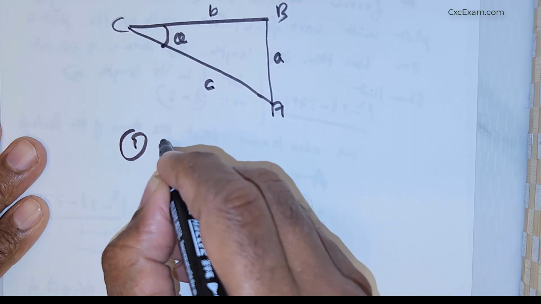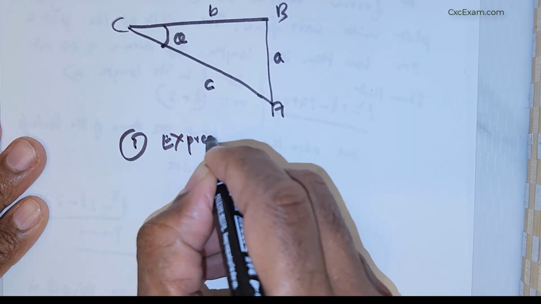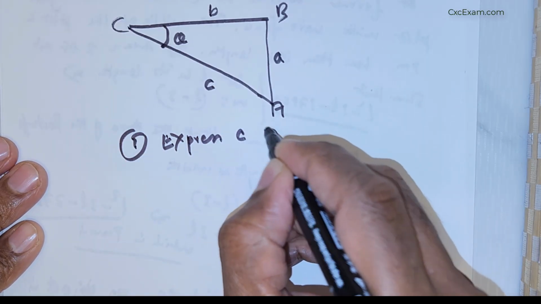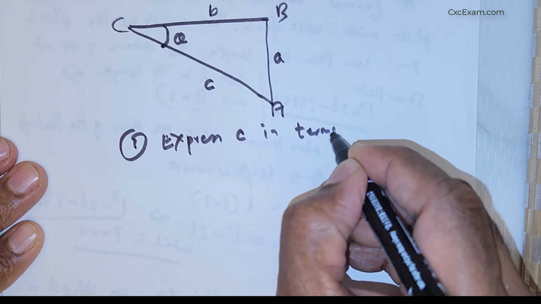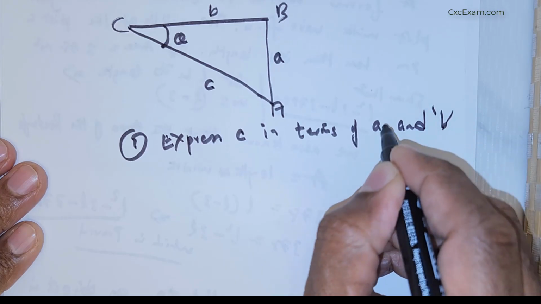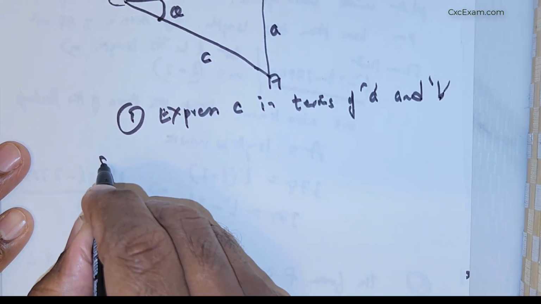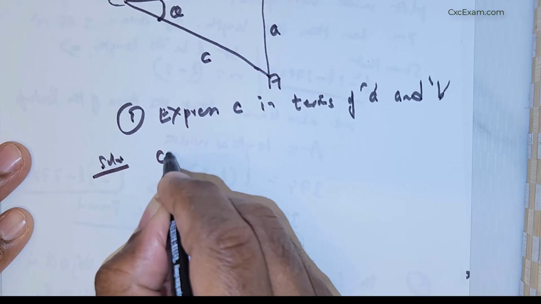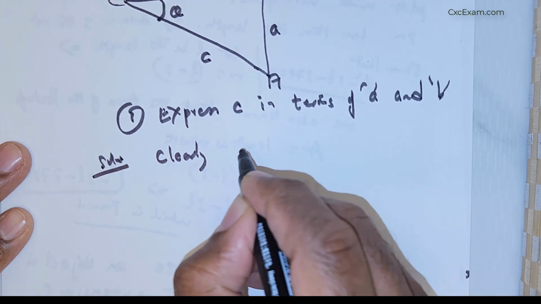Now the first question is express C in terms of A and B. So this is the solution. Okay, so I'm going to state it like this clearly.